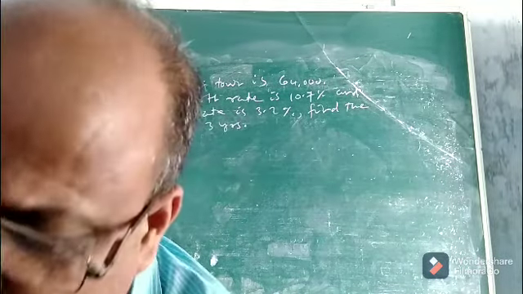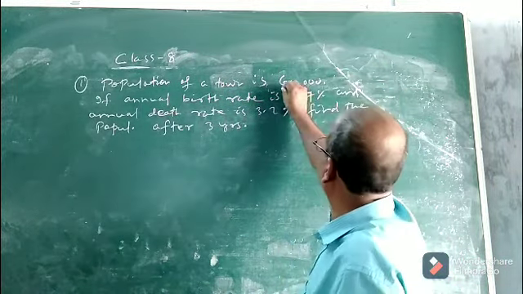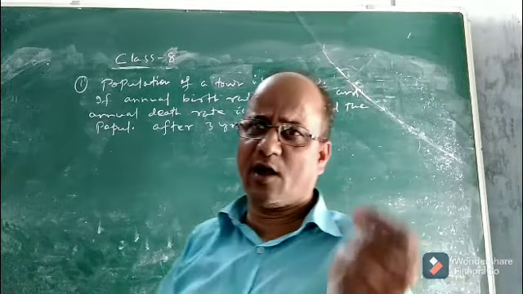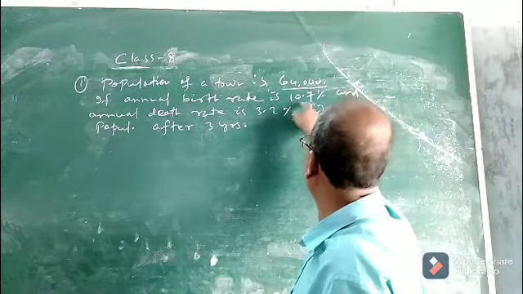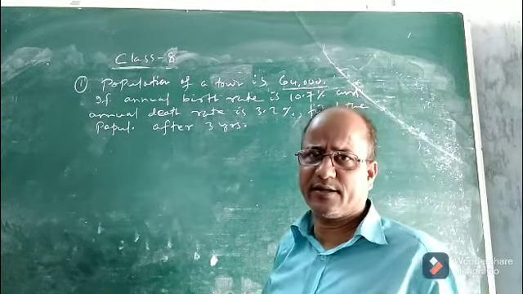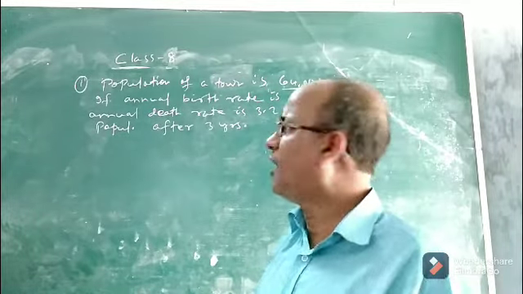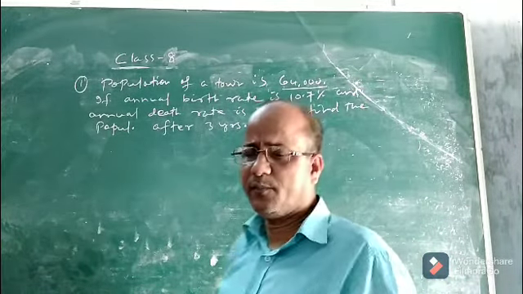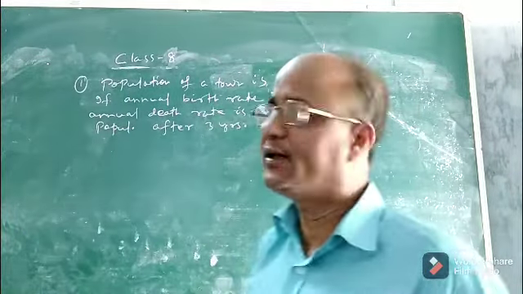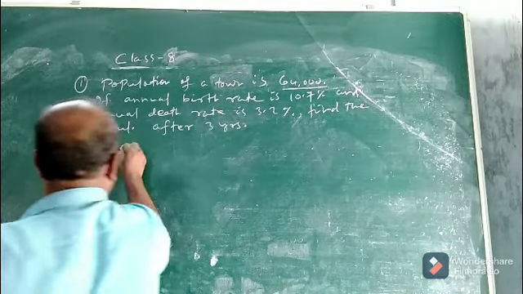So children, the question is, the population of a town is given, it is 64,000. Annual birth rate means in every year how many children are born. It is at the rate of 10.7% and the annual death rate is 3.2%. The death rate per year is 3.2%. So how to calculate what will be the population after 3 years?